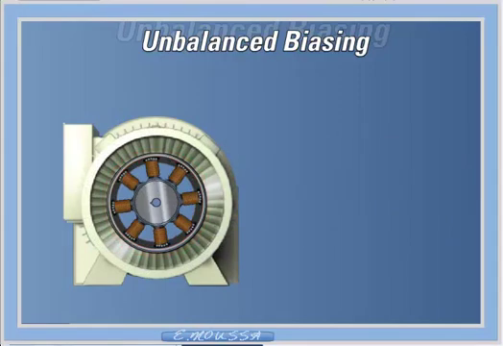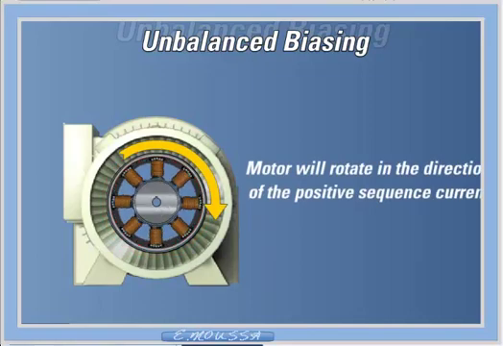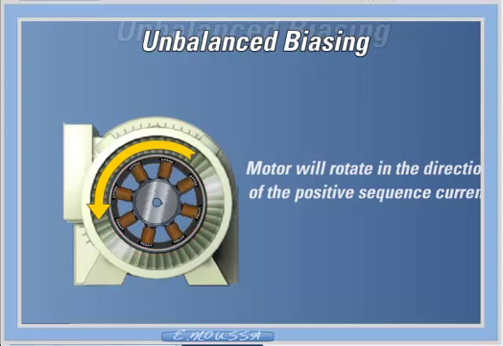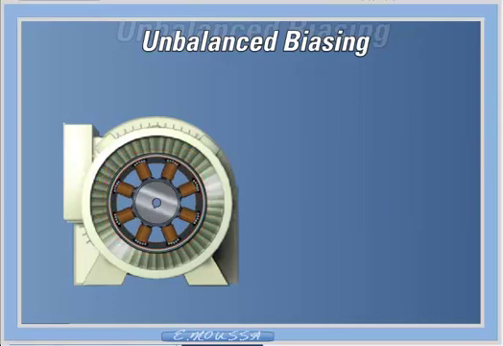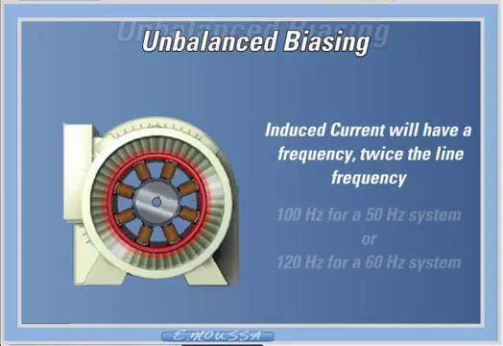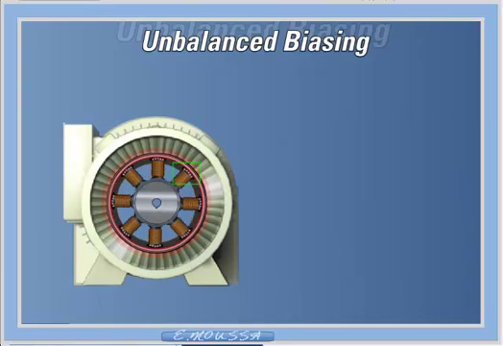When the motor is running, the rotor will rotate in the direction of the positive sequence current at near synchronous speed. Negative sequence current, which has a phase rotation that is opposite to the positive sequence current and hence opposite to the rotor rotation, will generate a rotor voltage that will produce a substantial rotor current. This induced current will have a frequency that is approximately 2 times the line frequency, 100 Hz for a 50 Hz system or 120 Hz for a 60 Hz system.